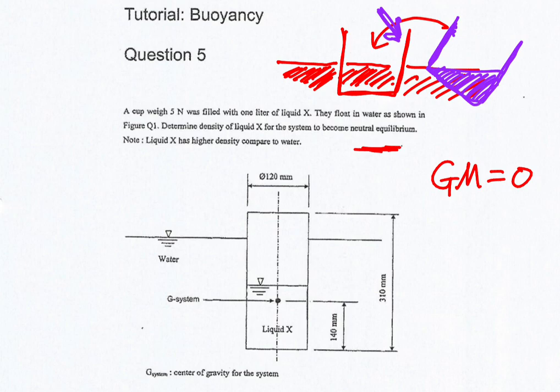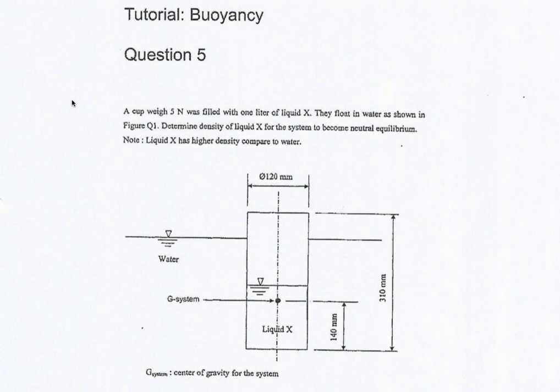So we go back to our question here. So let's say we have something like this one. Again, we have a hollow cylinder, okay, and it was filled with 1 liter of liquid X. And then they float in water as shown in the diagram.